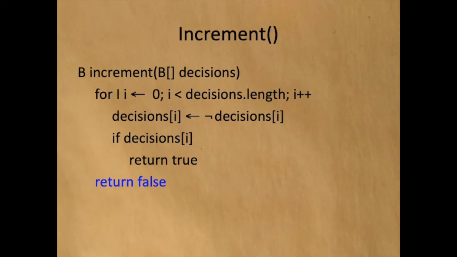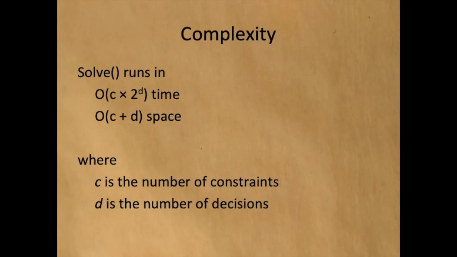The solve function runs in C times 2 to the D time, where C is the number of constraints and D is the number of decisions. And it runs in O(C plus D) space. Note that this is very space efficient, but very time inefficient.